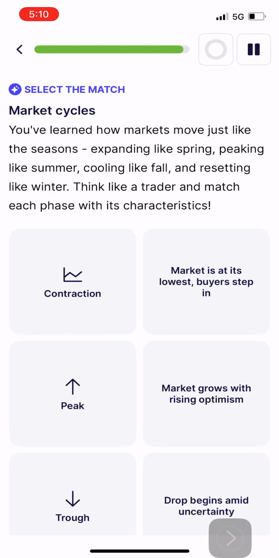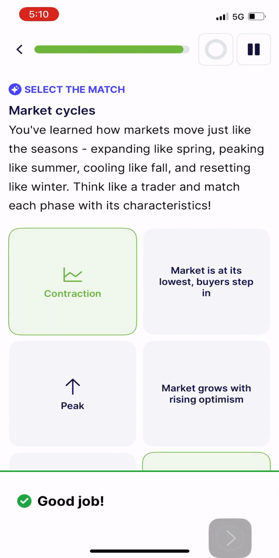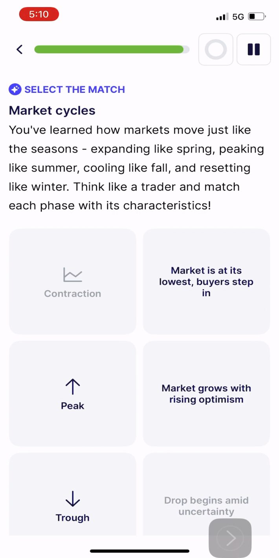Knowledge check. Market cycles. You've learned how markets move just like the seasons, expanding like spring, peaking like summer, cooling like fall, and resetting like winter. Think like a trader and match each phase with its characteristics.